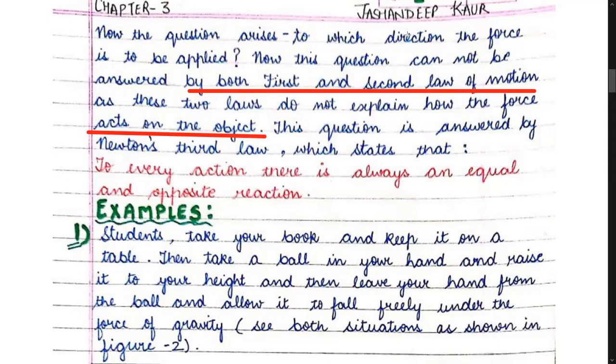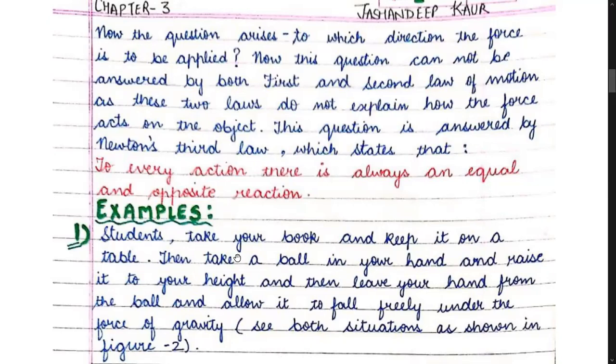And what is its statement, children? Let us understand. To every action, there is always an equal and opposite reaction. Children, action is also a kind of force. Reaction is also a kind of force. So whenever you are doing any action by applying a force, you will get a reaction whose value is equal to that of action, but its direction is opposite. So we'll get these things clear in our examples.